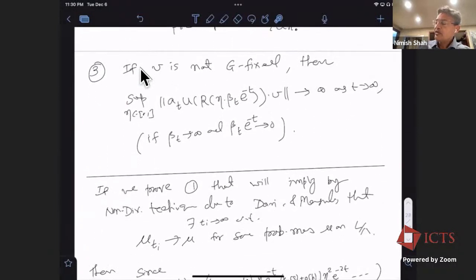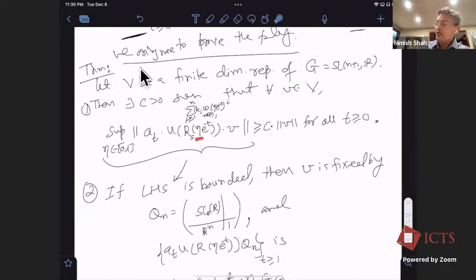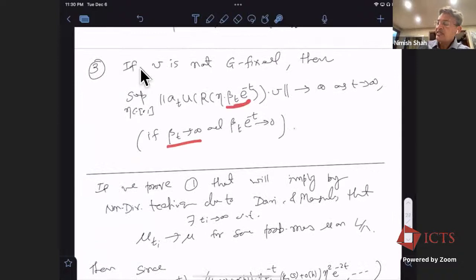But we also show that if v is not G-fixed, and you apply beta_t here, so you don't use only eta from 0 to 1 but multiply by a very large number beta_t, such that beta_t goes to infinity and this still goes to 0, then you can show that this number goes to infinity. That will ensure that it is non-divergent, and the linearization technique will also ensure that it gets equidistributed with respect to the G-invariant measure. So that is also an important part of the theorem.